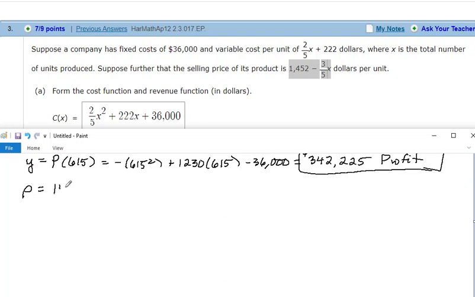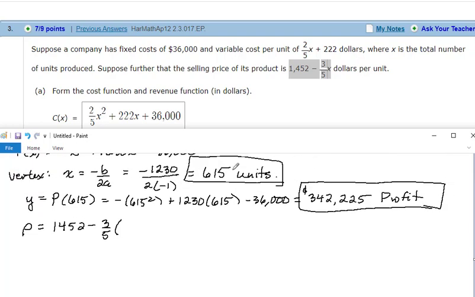Price, 1452 minus 3/5 times, put in the x that you want to find the price at, and you want to find the x for the maximum profit, which was this 615. 1452, take away 369, 1,083. That's a $1,083 selling price for each.